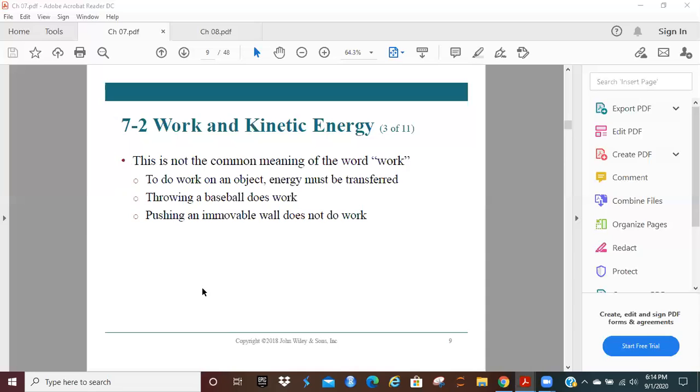So to do work on an object, energy must be transferred. So throwing a baseball does work. You're transferring energy to the baseball. Pushing an immovable wall, while it may make you tired, does not constitute work. And the reason is that the wall never moves. You've got to have some sort of distance be covered in order to, in a physics sense, be classified as work.